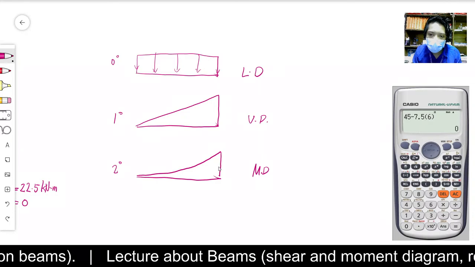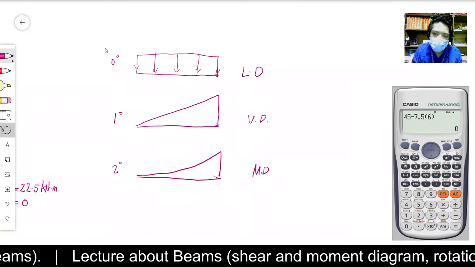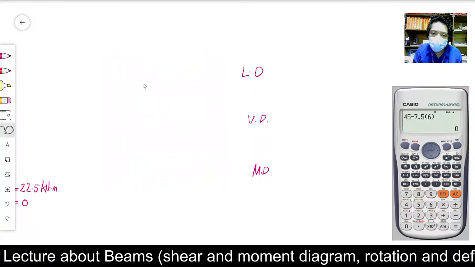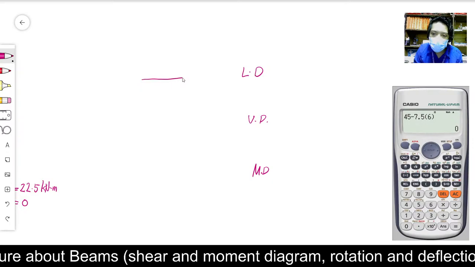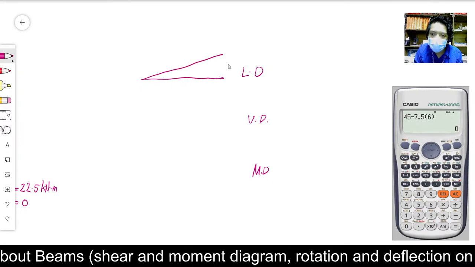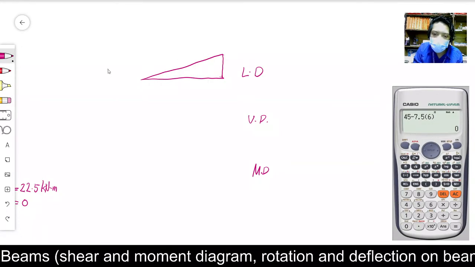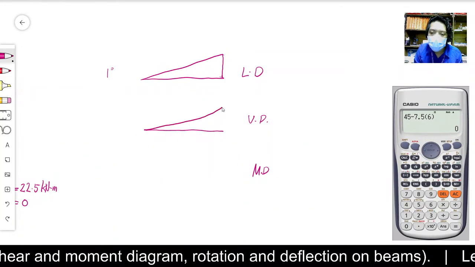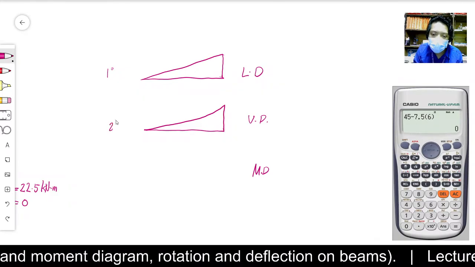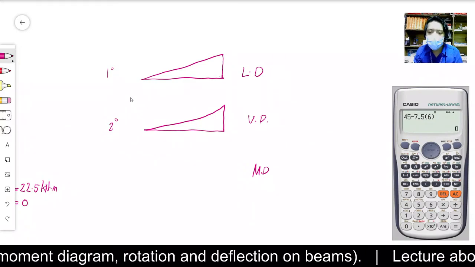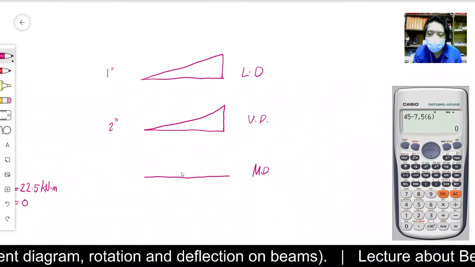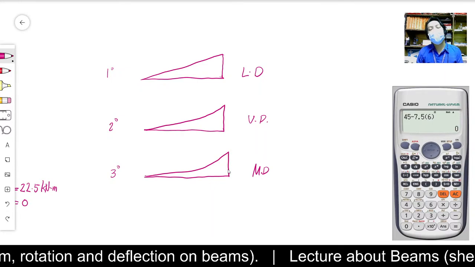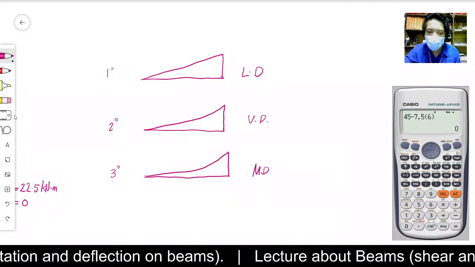Let me erase this again. Suppose the load diagram is a triangular load. So this is first degree. For the shear diagram, of course, you will expect a curve. The degree of that curve is 2 degrees, following the diagram it is derived from. Then for the moment diagram, how much more? It is a curve of 3 degrees. So, that's the relationship between the diagrams and its equations.